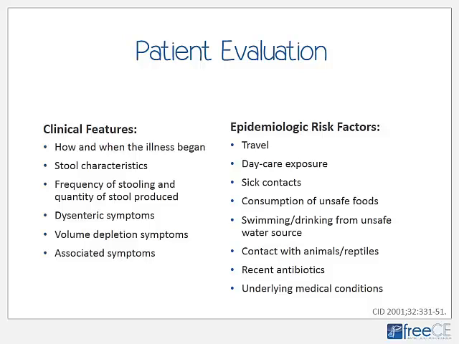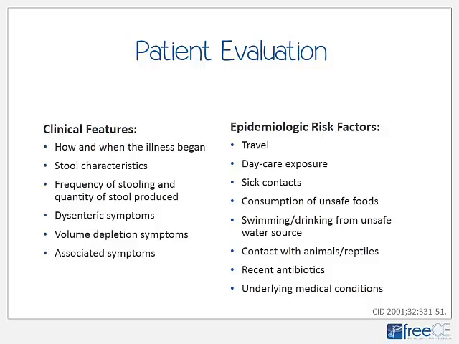So really getting a good history about food and water sources that people have been eating and drinking from is an important piece of the evaluation. Contact with animals and reptiles. Some of these diseases can be contracted from being in contact with animals and reptiles, so that's an important piece, although maybe less frequent in terms of epidemiologic cause, still an important question to ask.